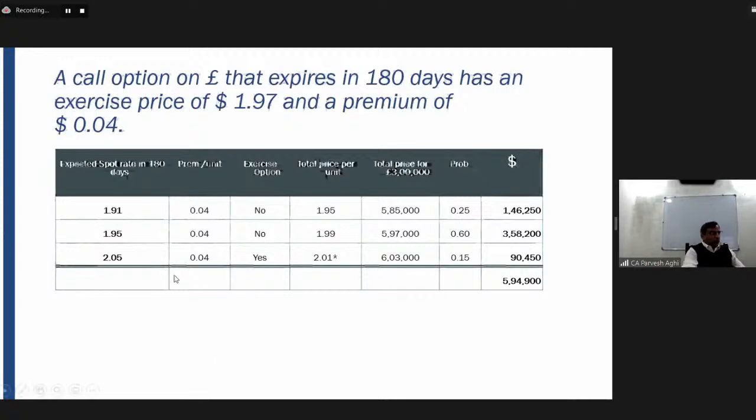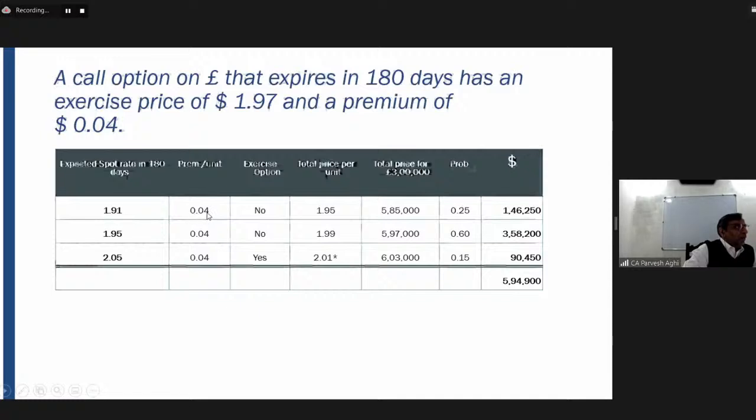Okay, so now the company has made an expectation of the rate. So they say the expected spot rate in 180 days, as given in your question, is that the pound can close at $1.91. That means the pound will be equal to $1.91. There's a chance that the pound can close at $1.95 or the pound can close at $2.05. So these are the three chances.